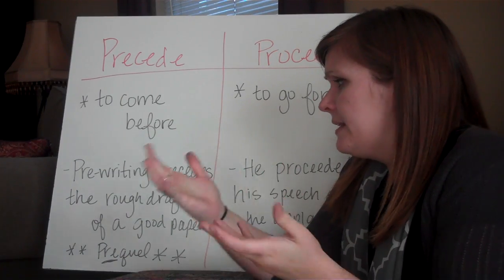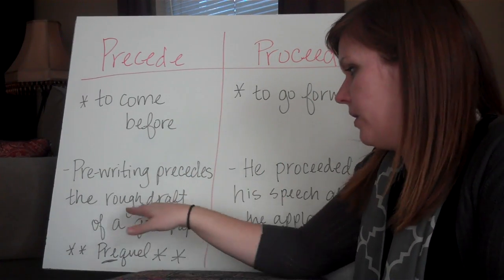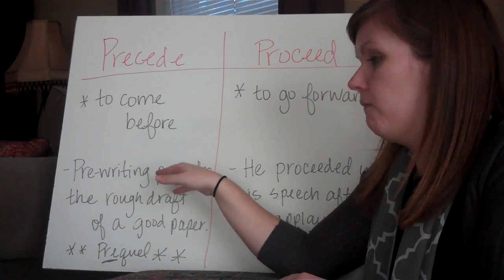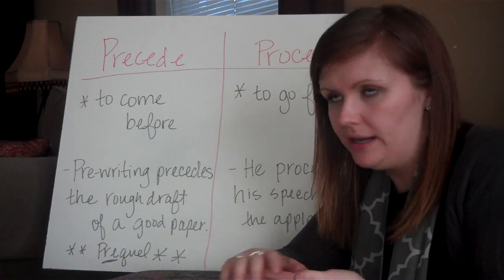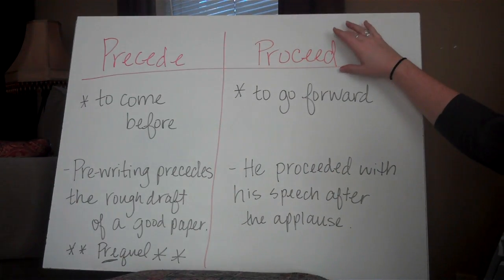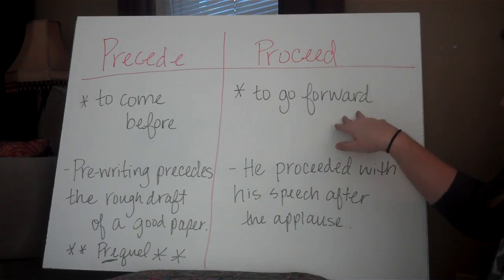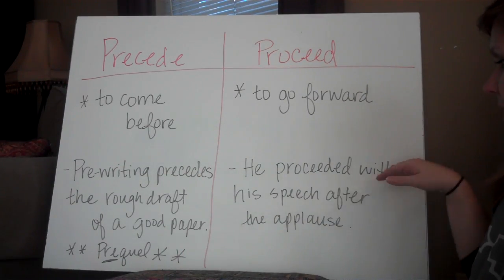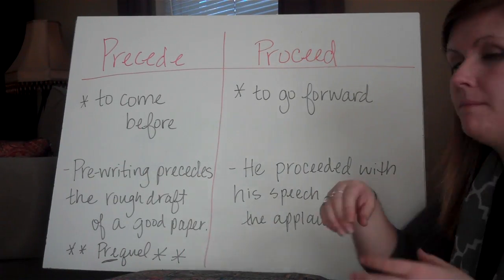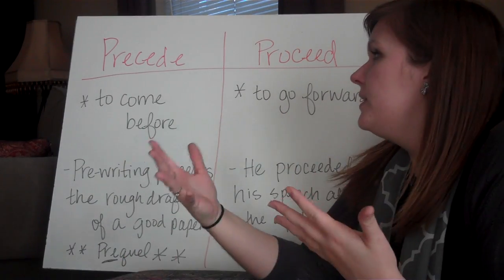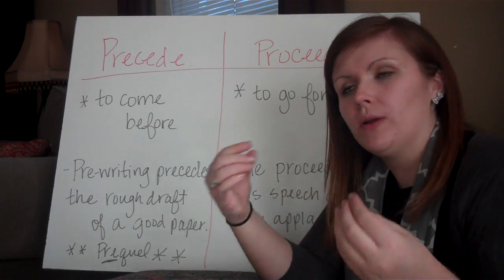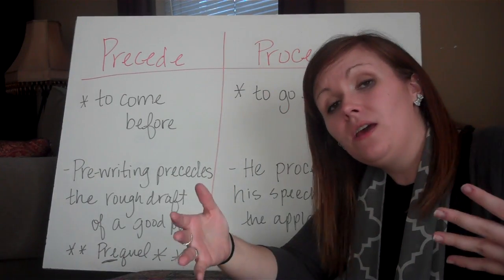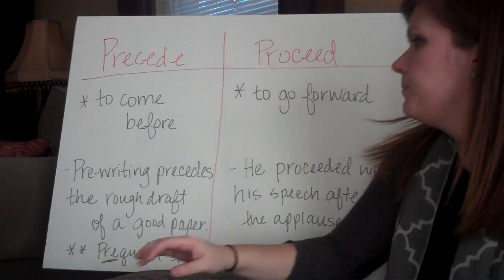But in a sentence, we would say pre-writing precedes the rough draft of a good paper, meaning a rough draft should have pre-writing coming before the actual paper writing process. And then if we use the word proceed, it means to go forward or to move ahead. So if we're using that in a sentence, we would say he proceeded with his speech after the applause. So it's something that happens after. It can be confusing to a lot of readers or writers just because they are so similar in how they look and how they sound, but they actually mean completely opposite things.